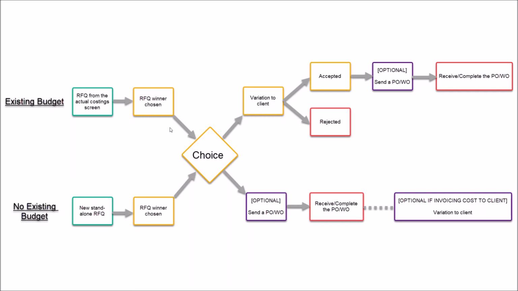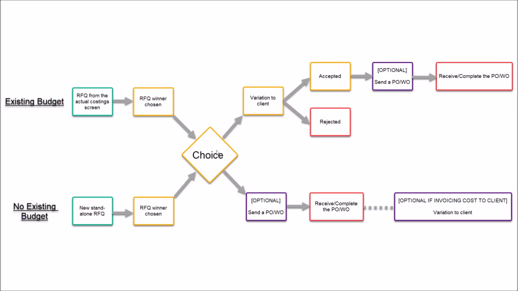Once you choose the quote request, the process from here is kind of up to you. So you've chosen the quote request winner. The question here is, what comes next? Do you variation it to the client and get everything properly paperworked and official? If you variation it and then the client accepts it, that's obviously going to change your contract value. You can then send a purchase order and receive the expense as the work actually occurs.